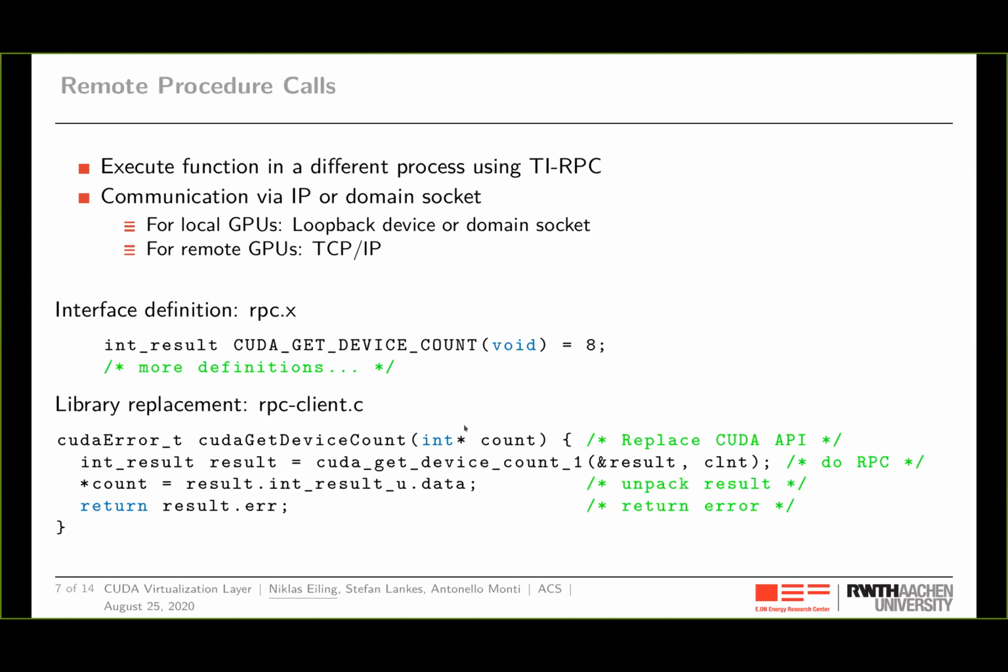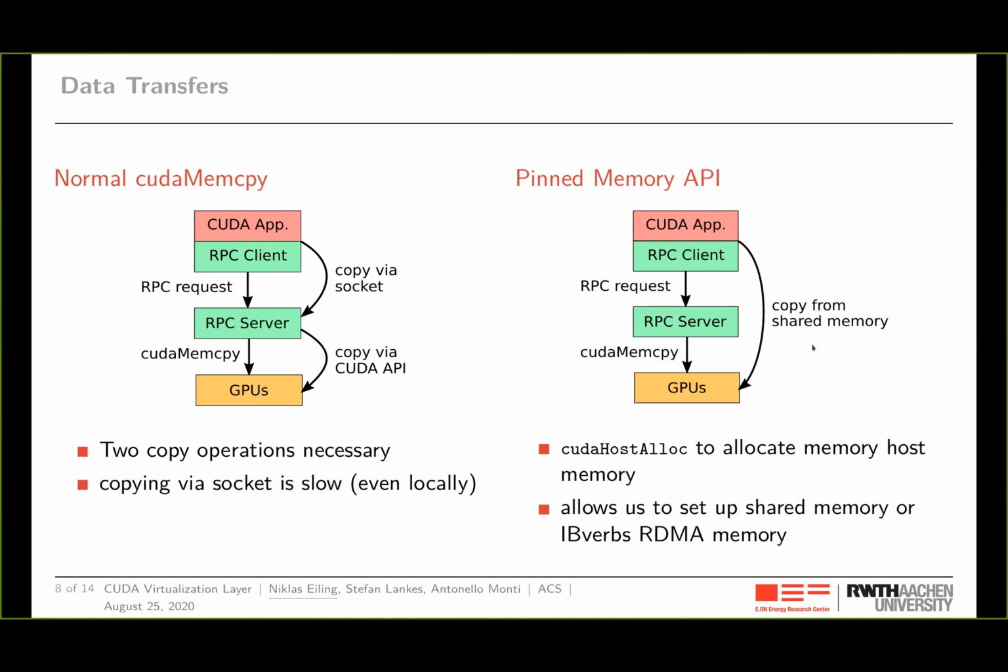When we want to implement this, we just create a function that has the same prototype as the original CUDA function. And in the body of the function, we only call the remote procedure call and receive back the results and return it to the CUDA application. So adding new functionality is pretty straightforward with this technique.